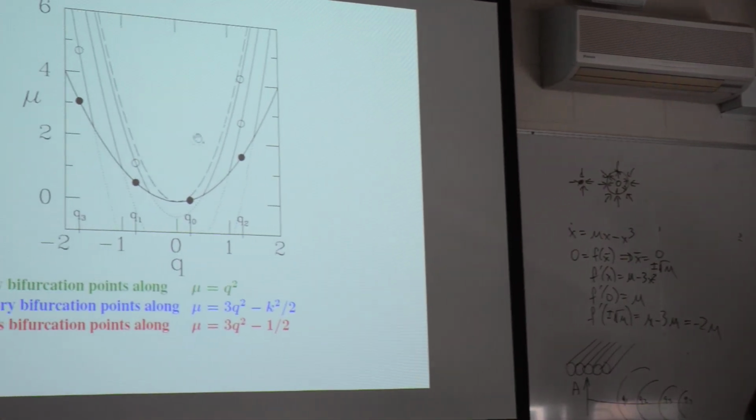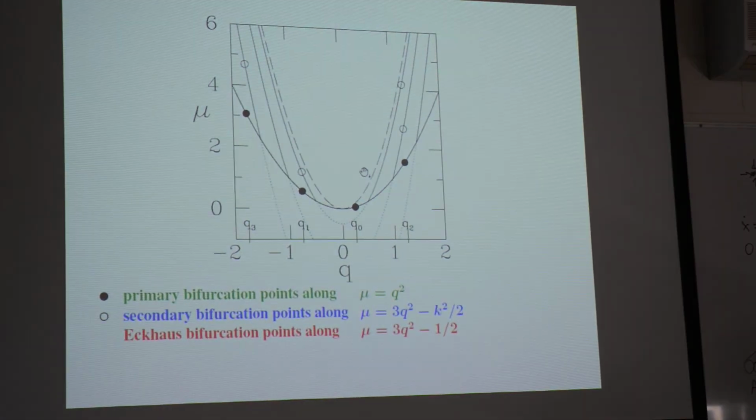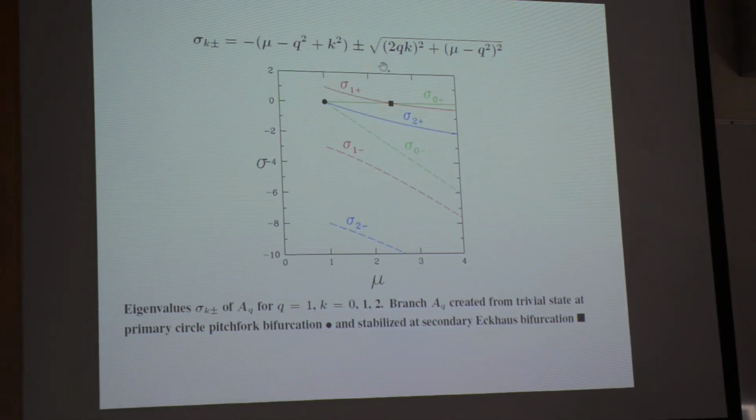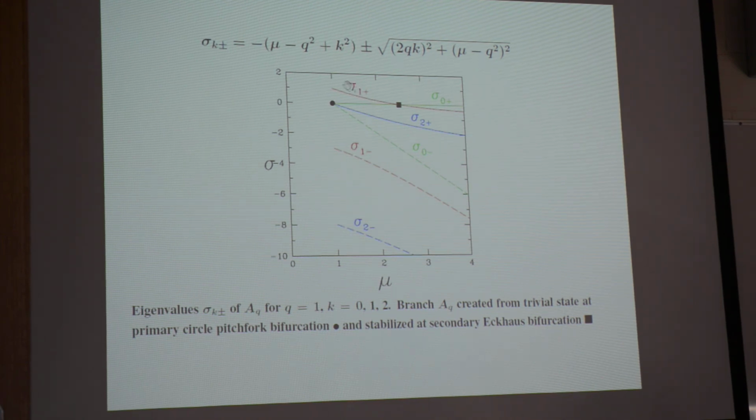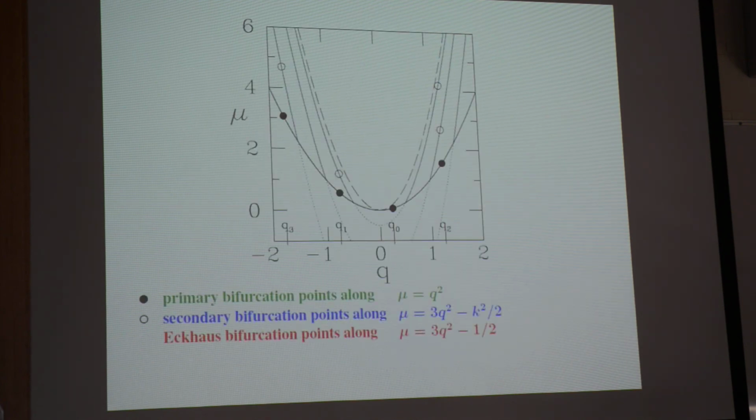What are these other curves? These other curves correspond to these formulas here. As a function of mu, they correspond to these formulas. And we notice that when the roll is born, when the q equal 1 roll is born, sigma 1 plus is positive. So it's born unstable. Poor thing. Here it is at birth, and it's unstable already. Not very good for it. And that's what you see here at q1.